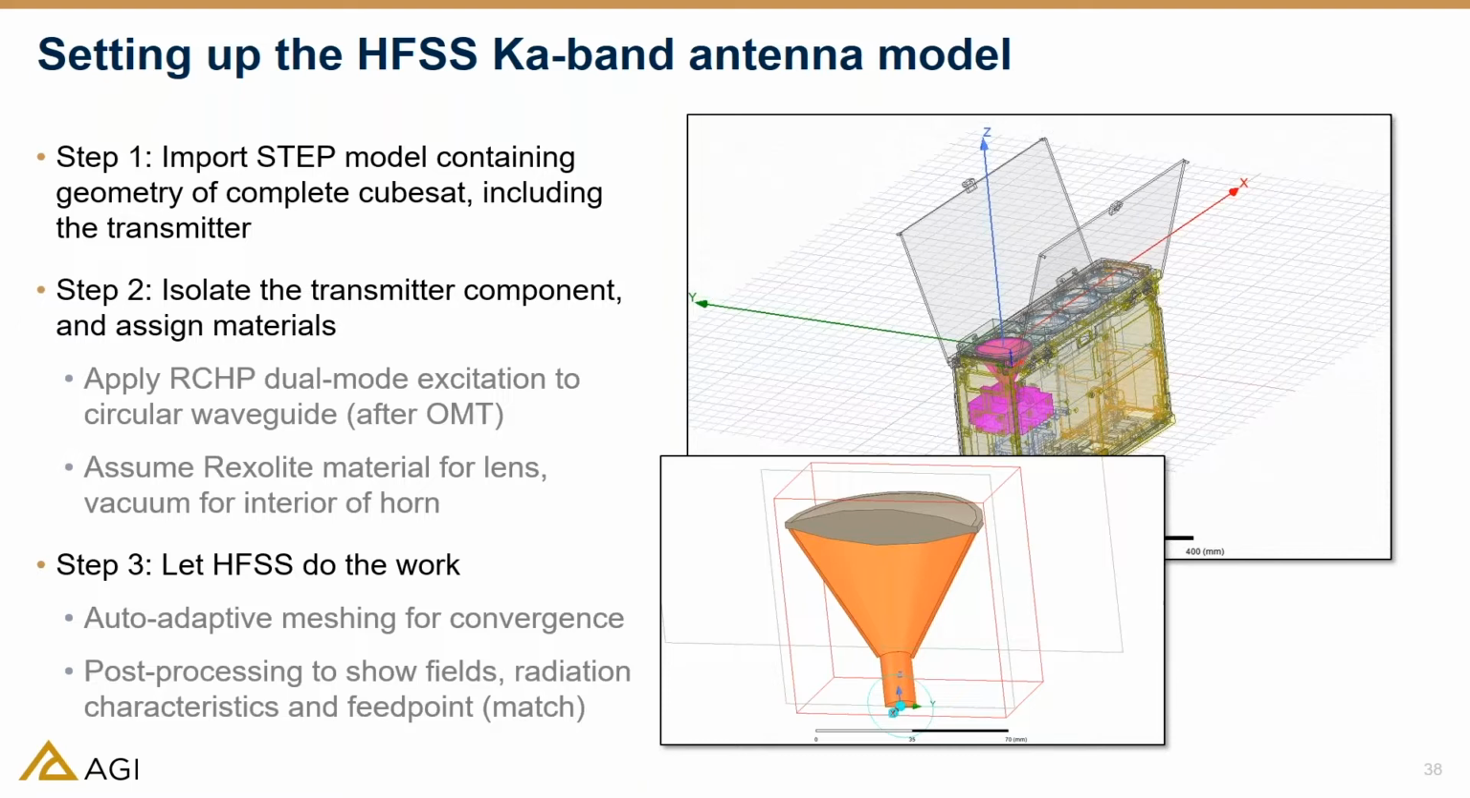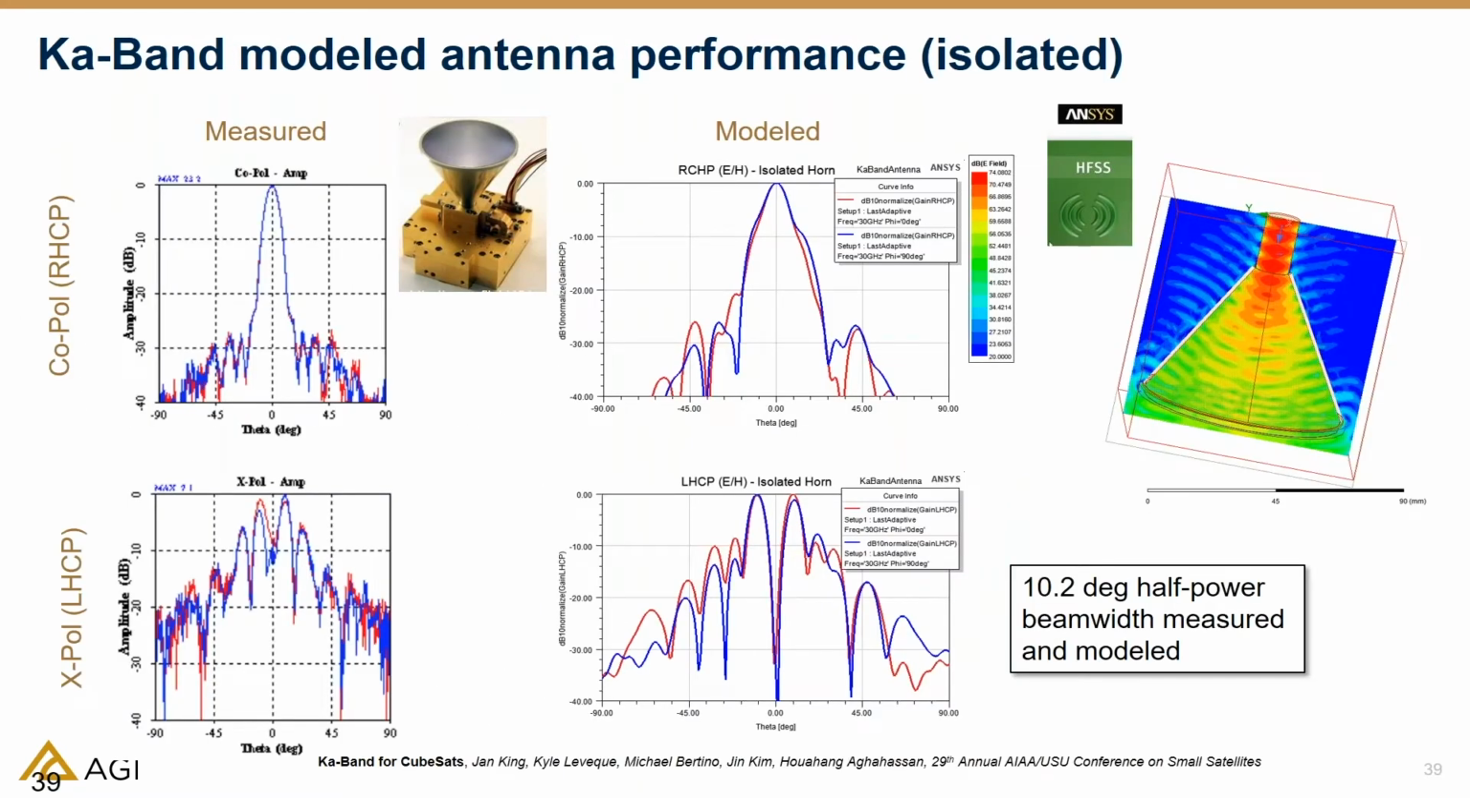Next slide. The results for the simulation match the measured beam width of 10.2 degrees nearly exactly. On the left you can see results from a paper published by the designers in an AIAA conference paper. The copole of the right-hand circular pole is on the left, the left-hand circular pole or cross pole is on the bottom, and then the HFSS simulation results are in the graphs in the middle of the slide.